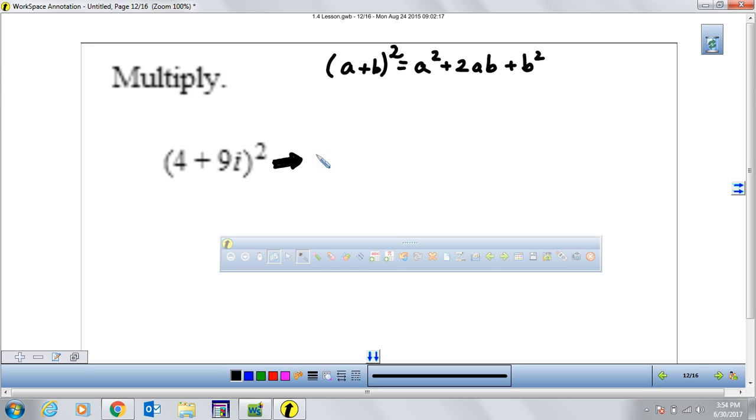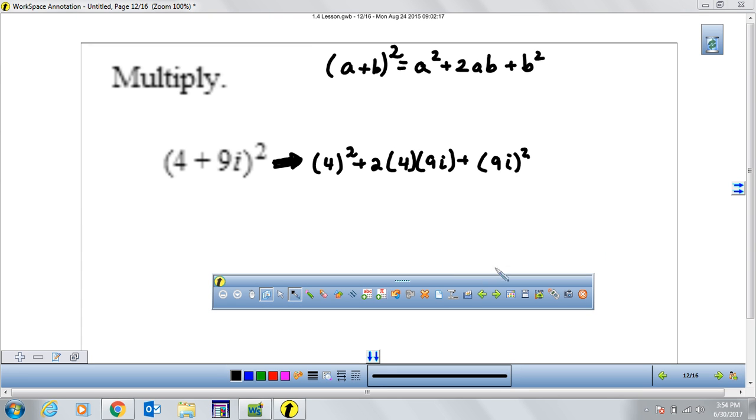Okay, so we can write it like this. The first term squared plus 2 times the first term, which is 4, times the second term, which is 9i, plus the square of the second term, which is 9i to the second power. So that's going to give us 16 plus 2 times 4 is 8, 8 times 9 is going to be 72i. And then plus 9i squared is going to be 9i times 9i, which is 81i squared.